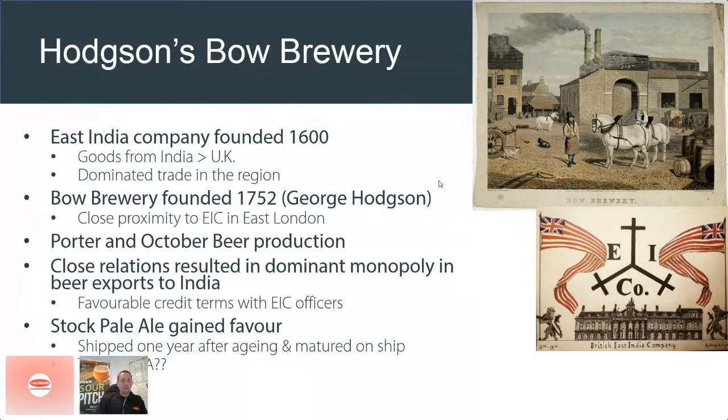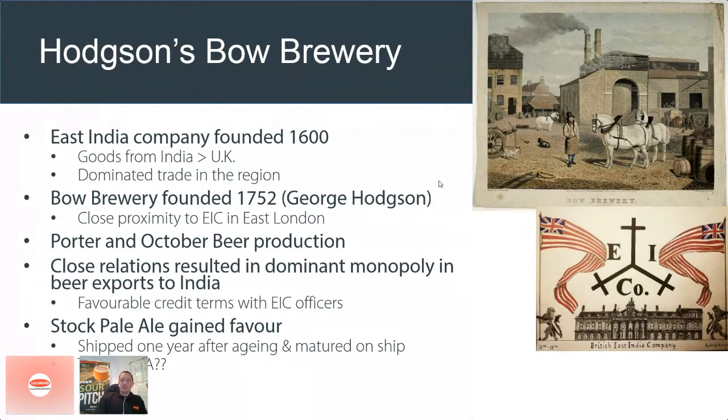George Hodgson, I think it's fair to say, was an interesting character. I think by all accounts a ruthless businessman, and he got very close to the East India Company and specifically the officers on the ship. So each ship that was going to India had a certain percentage of their cargo that they could use for their own means, for captains to try and make money, and beer became a very popular way for cargo going out to India to try and make a bit of money.